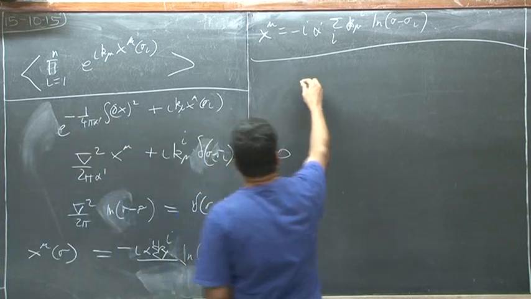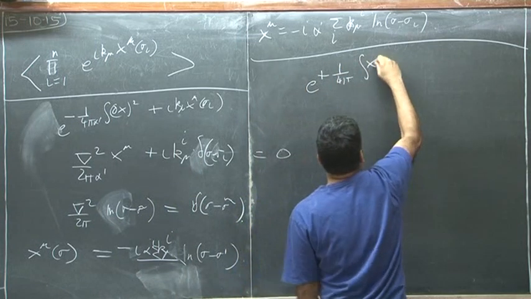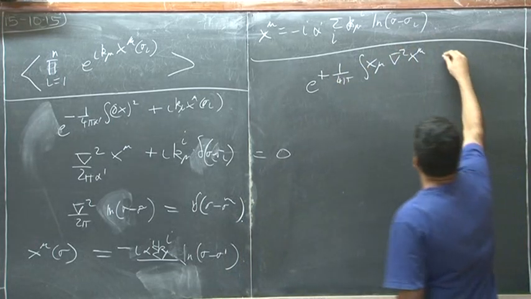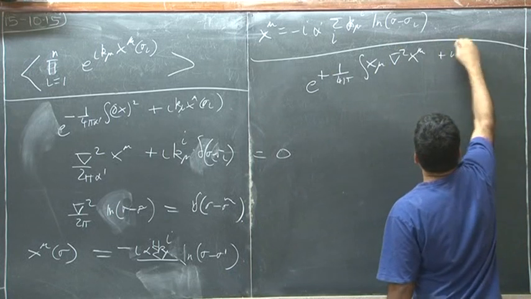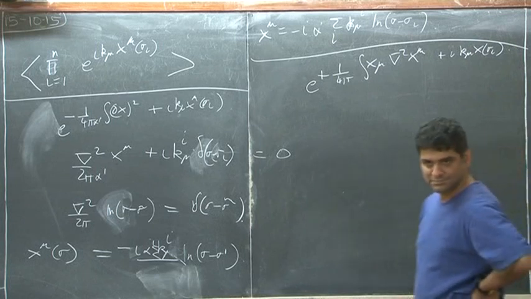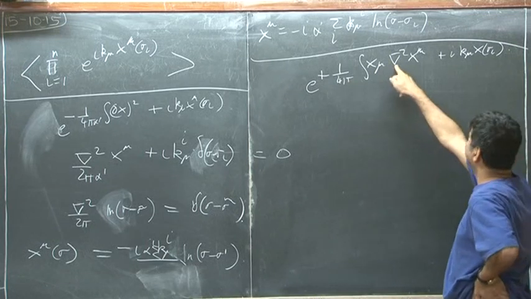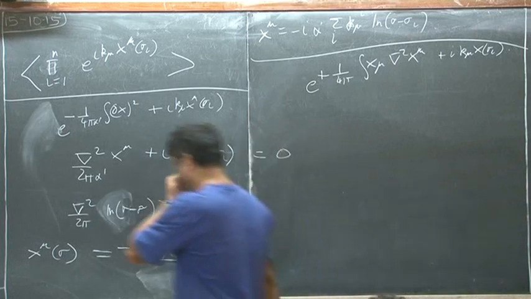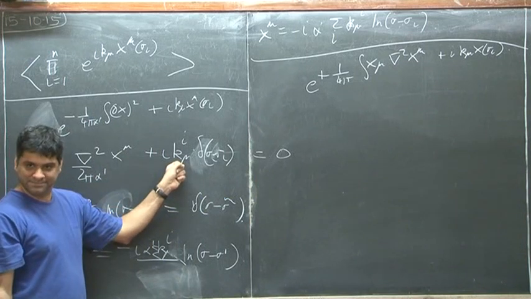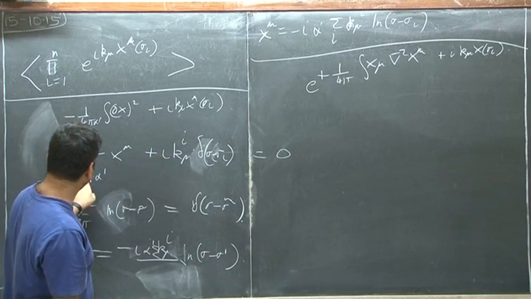Okay? So, what was the action? The action was e to the power plus 1 by 4 pi alpha prime X^mu del squared X^mu, plus because we integrated by parts. Okay? And then plus i k_mu X^mu of sigma. But we know that del squared of X^mu by the equation of motion is equal to this object. Okay, so del squared of X^mu is equal to this object with a factor of 2 pi alpha prime.